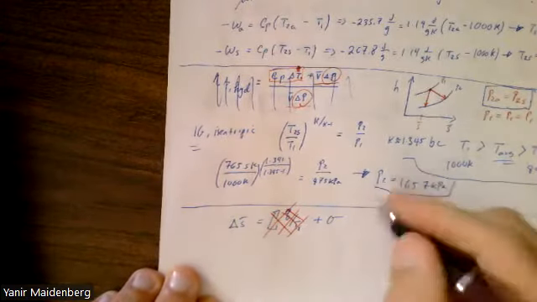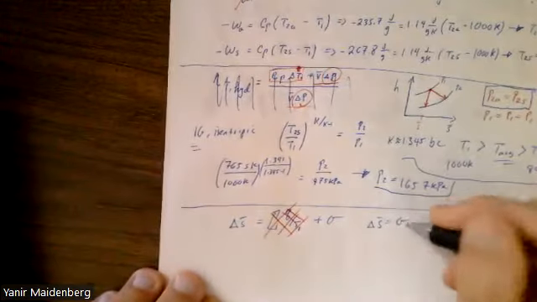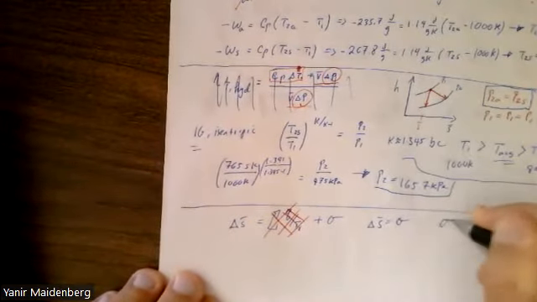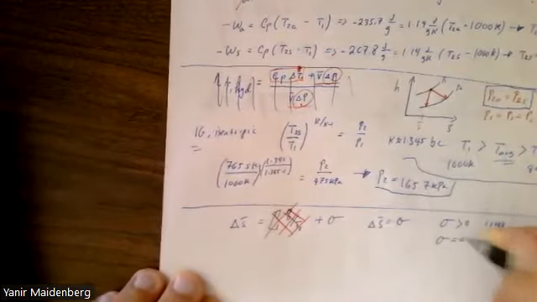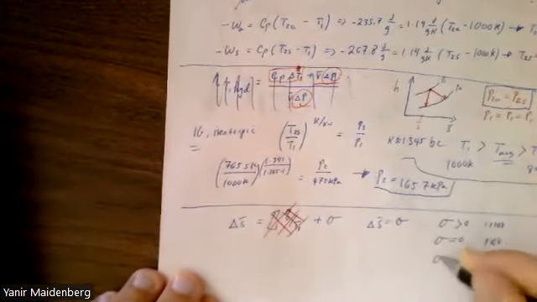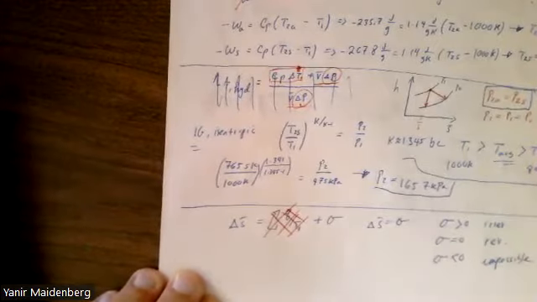So we know that delta S is our entropy generation function. So if this is greater than 0, it's irreversible. If this is 0, it's reversible. If this is less than 0, it's impossible. So let's evaluate this thing.